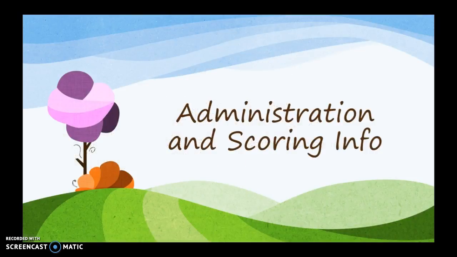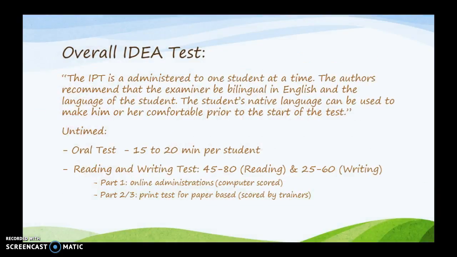Moving on, I'm going to give you some information on administration and scoring. The IPT is administered to one student at a time. The authors recommend that the examiner be bilingual in English and the language of the student. The student's native language is used primarily to make him or her feel comfortable prior to the start of the test. The test is untimed.